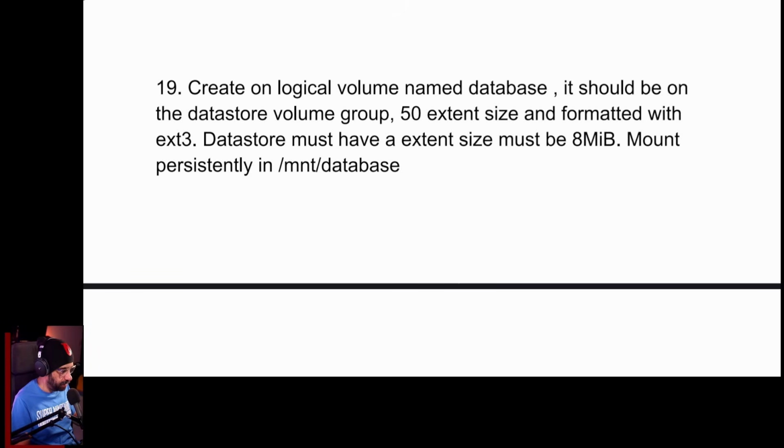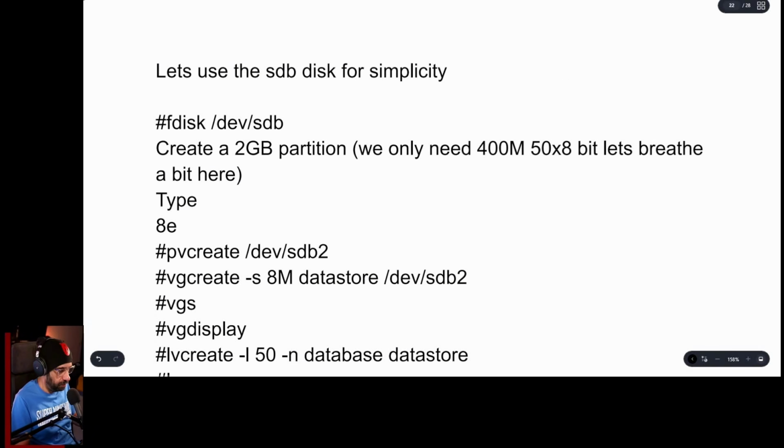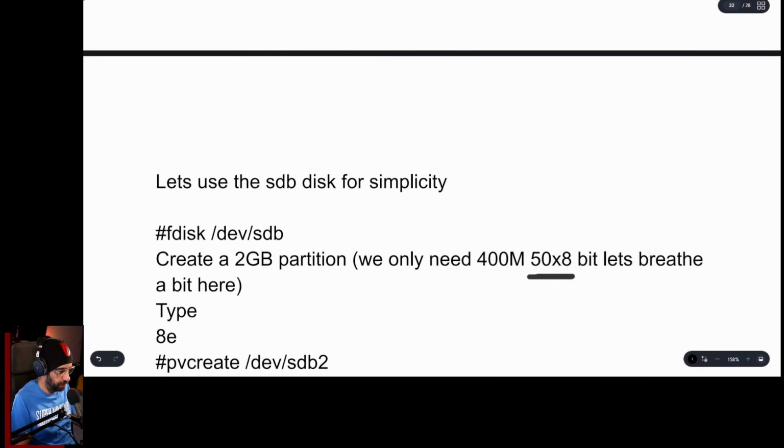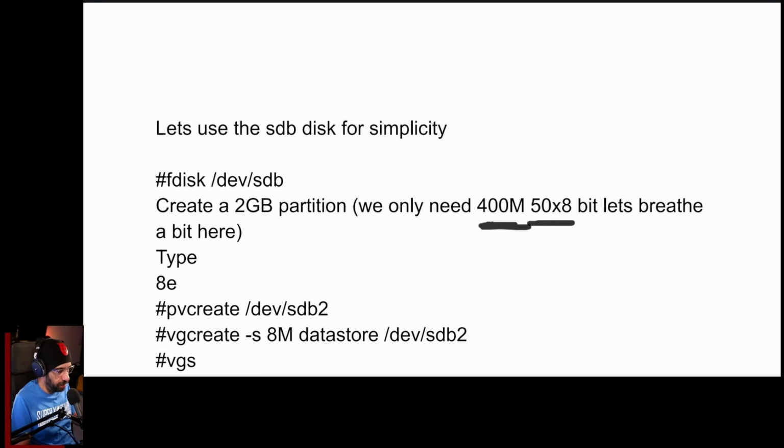Okay. So the datastore, which is the volume group, needs a 50 extent size, and the extent size needs to be 8 megabytes, which means we will do the math in a few seconds. Mount persistently on the /mnt/database mount point. So the math is, 50 times 8 gives you 400 megabytes. In theory, a 400 megabyte partition should be good enough, but then you are cutting things very short. Let's give ourselves some headroom and make it bigger. I'm going to suggest 2 gigabytes, which is fine to house 400 megabytes.